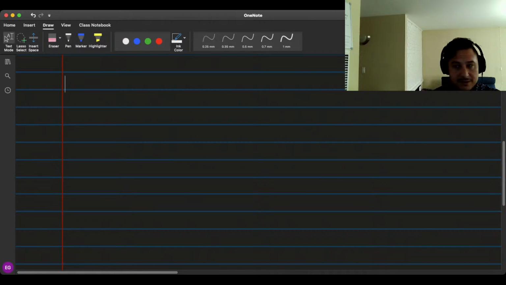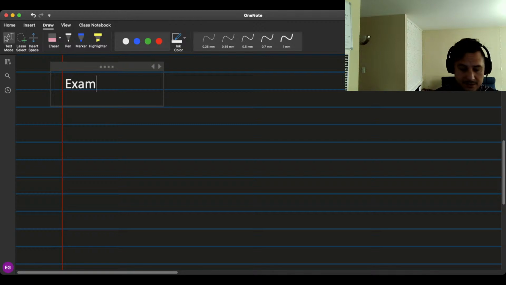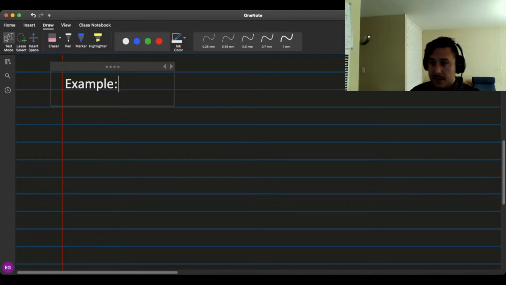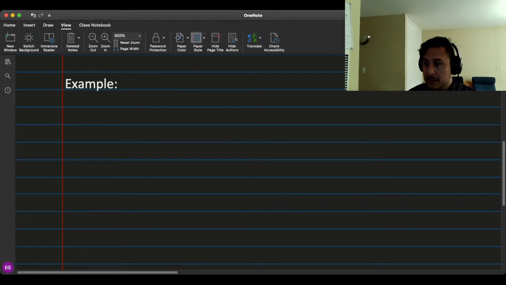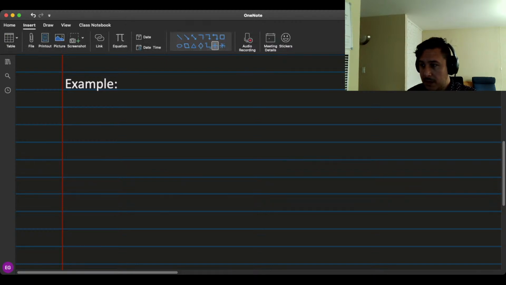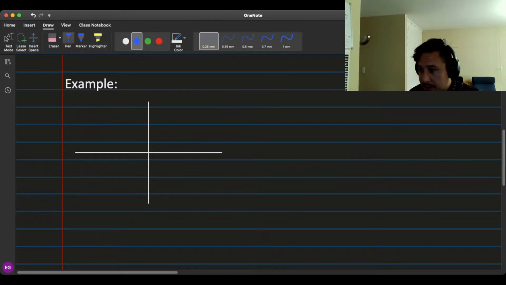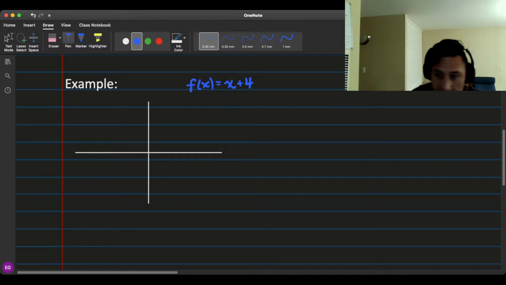Okay, let's do an example. Let's start with something super simple. So let me draw our axis. Okay, where did you go? Axis, there you are. So here's our axis. One of our functions is going to be f of x equals x plus 4. So it hits at 1, 2, 3, 4. So it looks something like this.